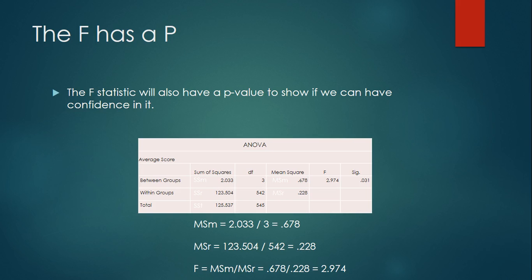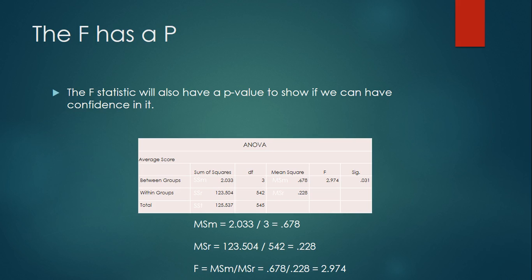Between the groups, we're having to distribute 2.033 units of variation or error across 3 degrees of freedom, and we get 0.678. That becomes our mean square for the model, the 0.678 value. Then within groups, we come over here, we have a much higher error value, but that's because we have so many more degrees of freedom. We have 542 degrees of freedom. We're going to distribute 123.504 across 542 degrees of freedom. That's going to give us our MSR, and that's going to be 0.228.